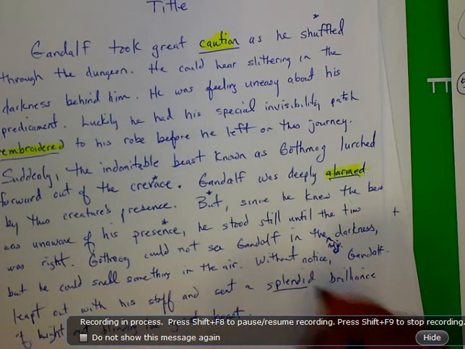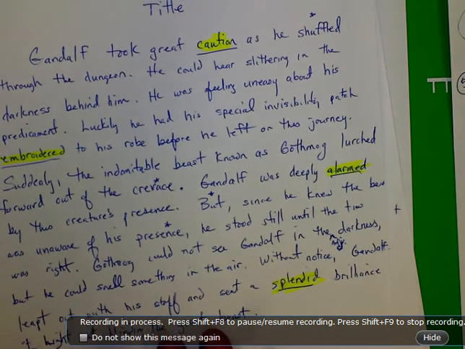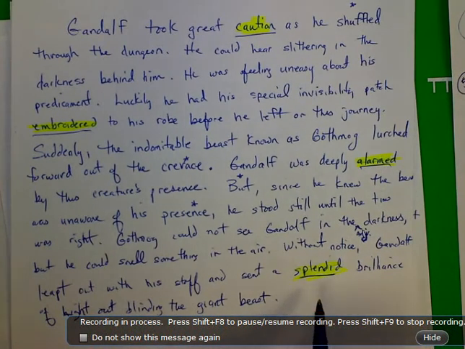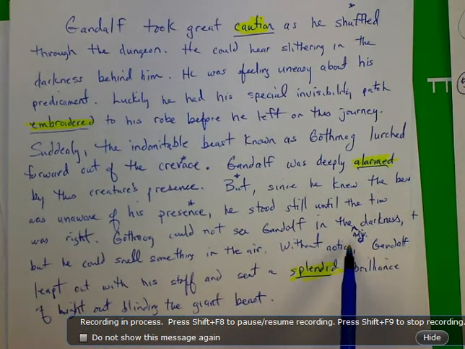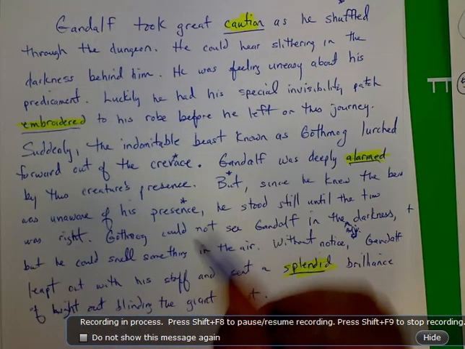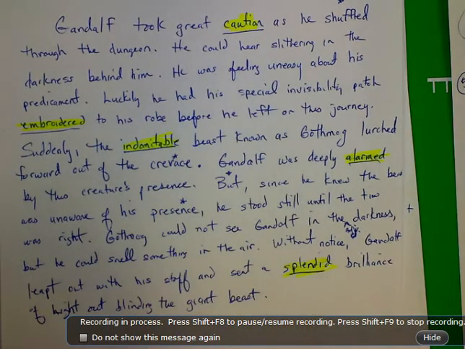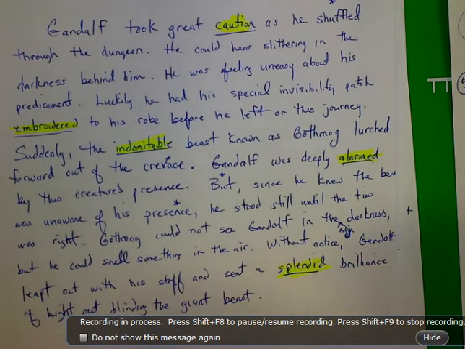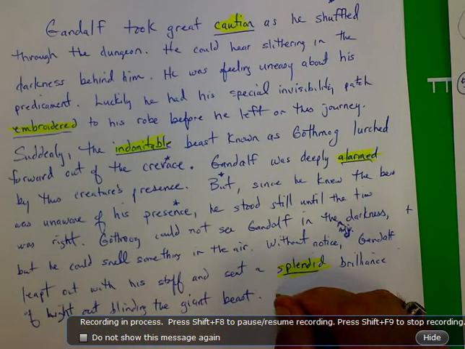Okay, splendid is my fifth word. I can see that real quickly. 1, 2, 3, 4. Where did the fifth one go? I didn't highlight it. What was it? It was alarming, indomitable. That's the one I missed. Right here. Okay. Gandalf leapt out with his staff and sent a splendid brilliance of light out, blinding the giant beast.